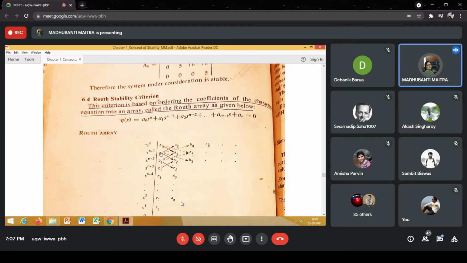So how to compute B1? Just follow this arrow. B1 will be equal to A1 into A2 minus A0 into A3 whole divided by A1. Write it down. B1 will be equal to, in the numerator, A1 into A2 minus A0 into A3 whole divided by A1.